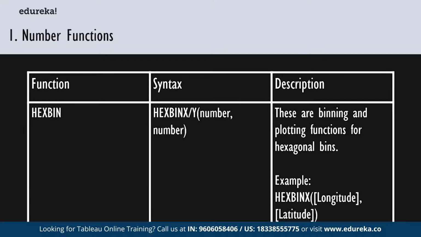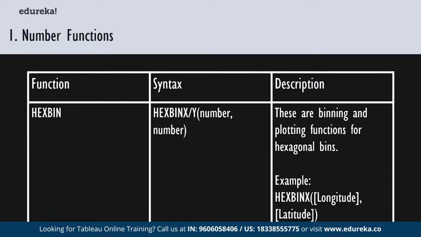Next, we have hexbin. Now, basically what it does is it maps an x and y coordinate to the x coordinate of the nearest hexagonal bin. Now, these bins have side length 1, so the inputs may need to be scaled appropriately.